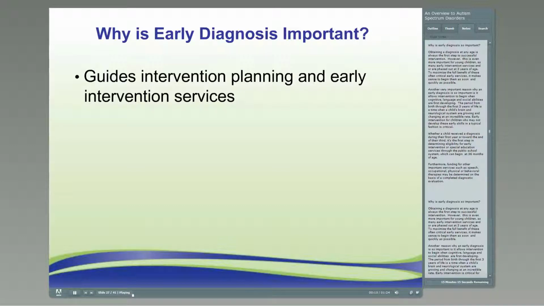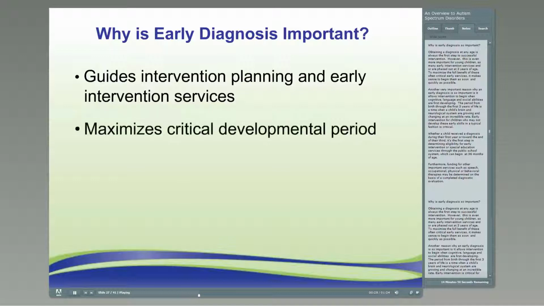Why is early diagnosis so important? Obtaining a diagnosis at any age is always the first step to successful intervention. However, this is even more important for young children, as many early intervention services end or are phased out at 3 years of age. To maximize the full benefit of these often critical early services, it makes sense to begin them as soon and as quickly as possible.